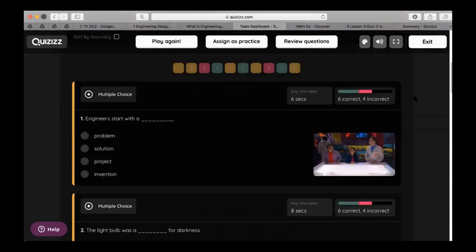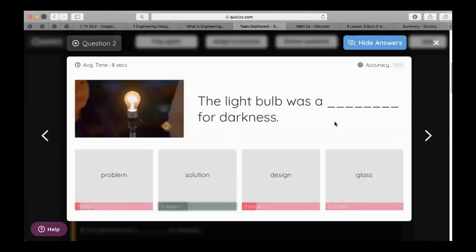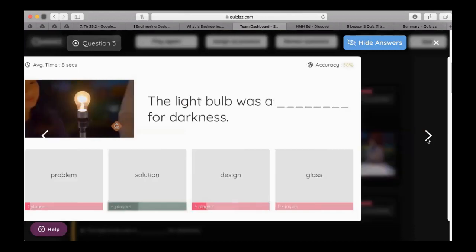Question 1. Engineers start with a problem. First, we need a problem, right? Engineers start with a problem. 2. The light bulb was a blank for darkness. It is a design, but the reason they designed it is because it's a solution to the problem of darkness. All right, it's the solution and the problem was darkness.